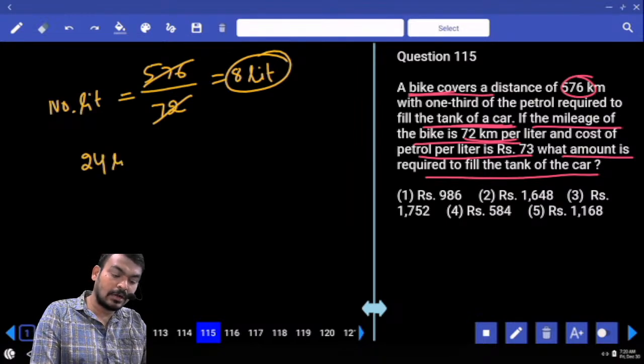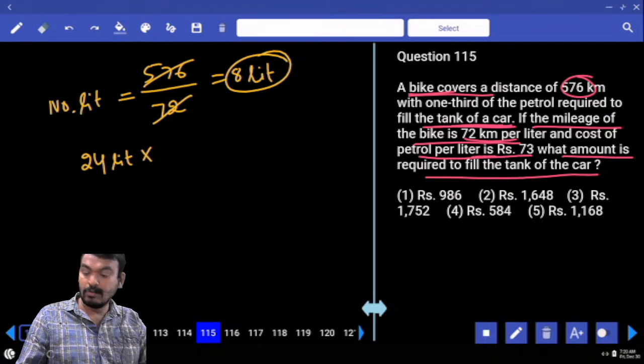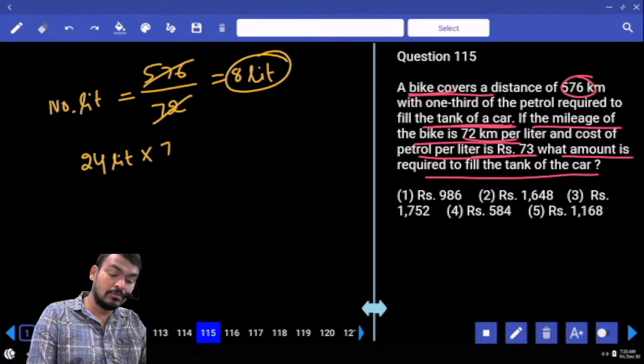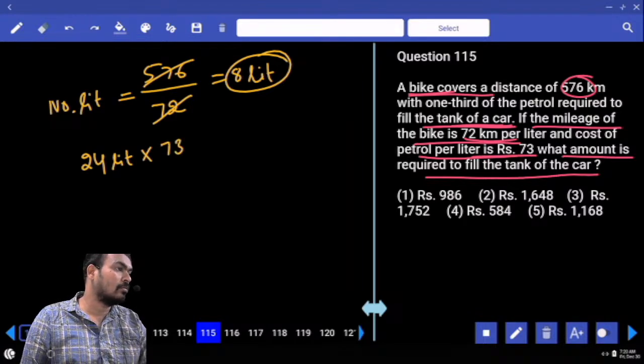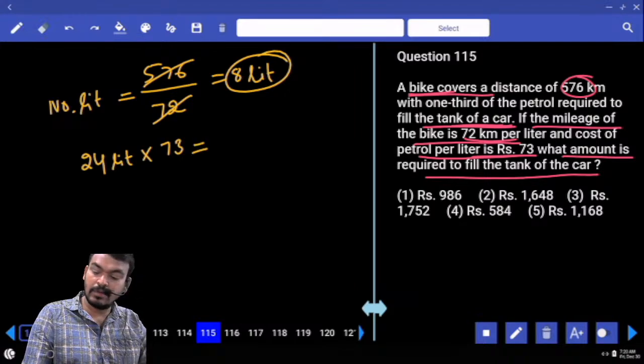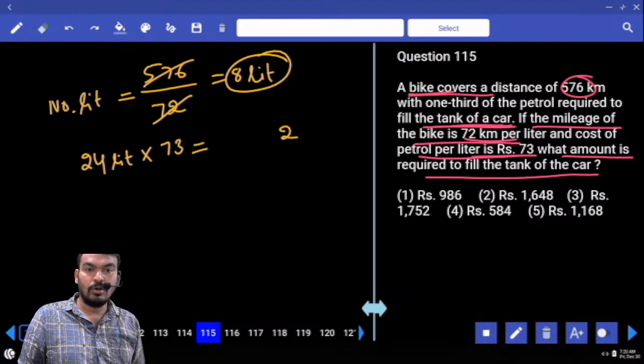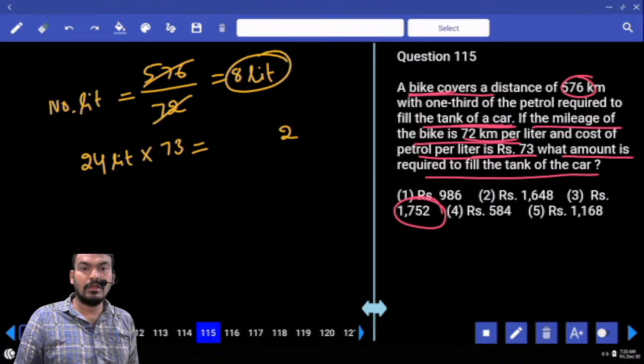What is the per liter cost of petrol? 73. 24 into 73 gives us the total cost. The answer should end with 2. How many options? Only one.